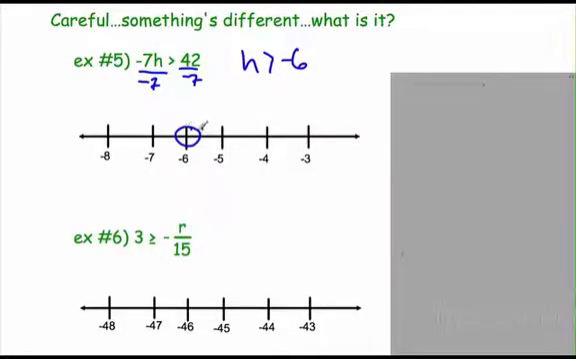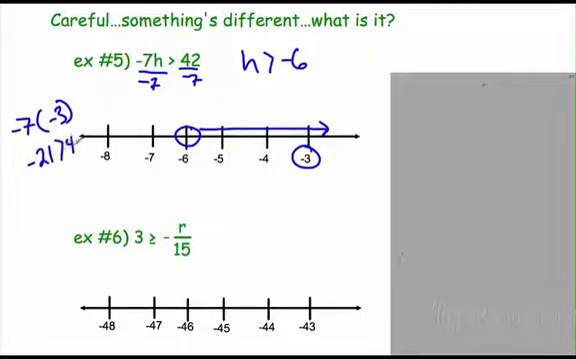Start at 6. I want all the numbers greater than that. All right, let's try one. Let's try negative 3. Negative 7 times negative 3 is negative 21 greater than 42? Or excuse me, positive 21? Is that true? No, that's not true.